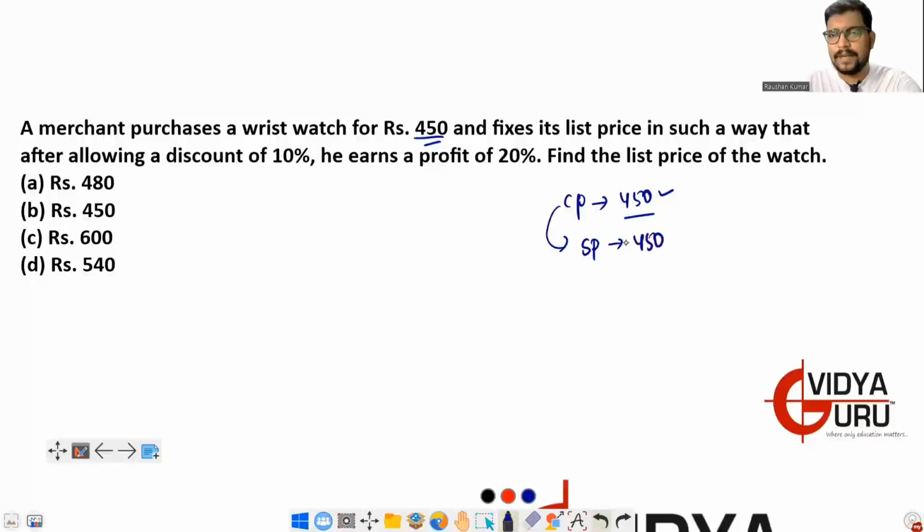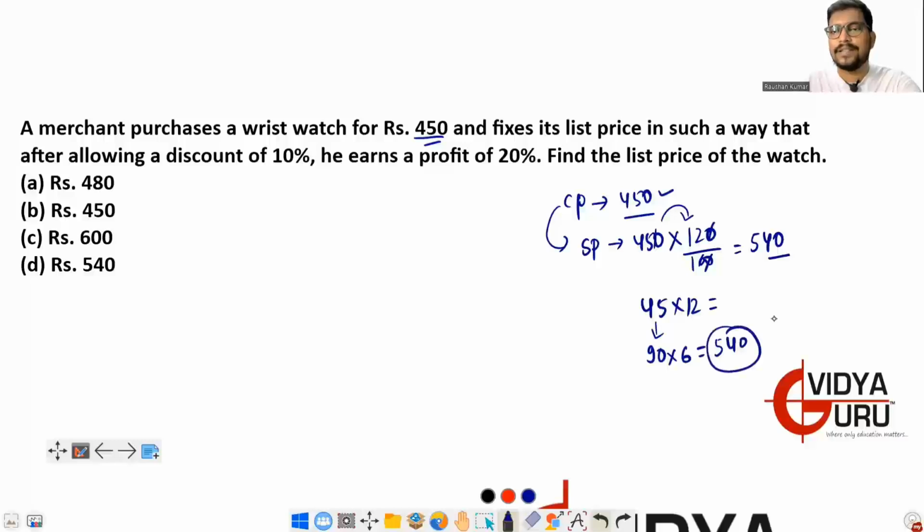Means 450 is the CP, so if we use 450 into 120 by 100, we will get the SP here. Just solve this. We get 45 into 12, which will be equal to 540. You can use this concept as well: for 45 into 12, just double 45 to get 90 and halve 12 to get 6, so 9 into 6, we get 540. It means this 540 should be our SP.